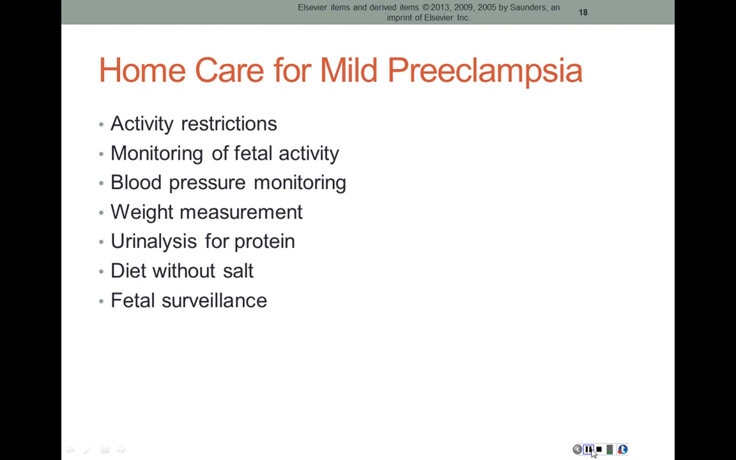Of course, we're going to monitor fetal activity. We're going to look at her blood pressure, weight, urinalysis for protein. She is going to be on a no-salt diet, and then we're going to do fetal surveillance as well.